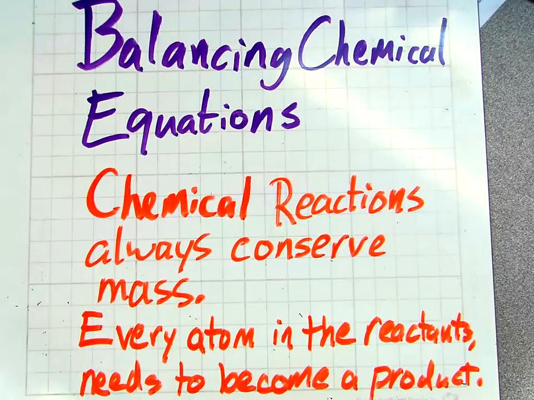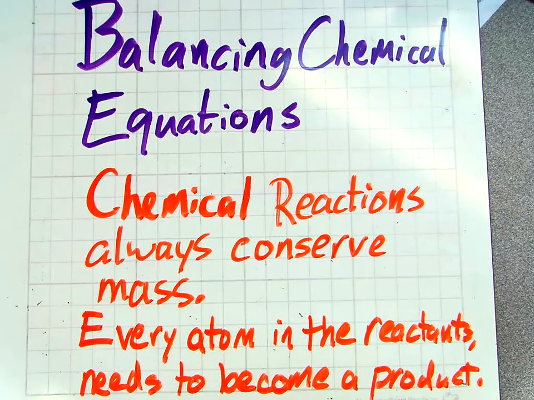Okay, so we have to learn how to balance chemical equations. Basically, a chemical equation tells us what's going to happen to compounds when they either join together and create new compounds or split apart and create new compounds. Chemical reactions always conserve mass. What that means is every atom in the reactants, what we begin with, needs to become a product. The product is what the chemical reaction produces.